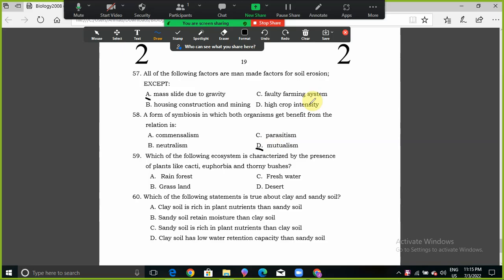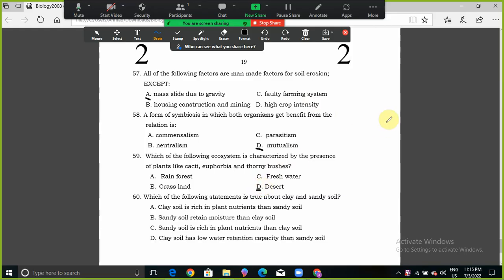It says which of the following ecosystems is characterized by the presence of plants like cacti, euphorbia and thorny bushes? The answer is desert, because cacti, euphorbia and thorny bushes are found in desert. So the correct answer for 59 is D.